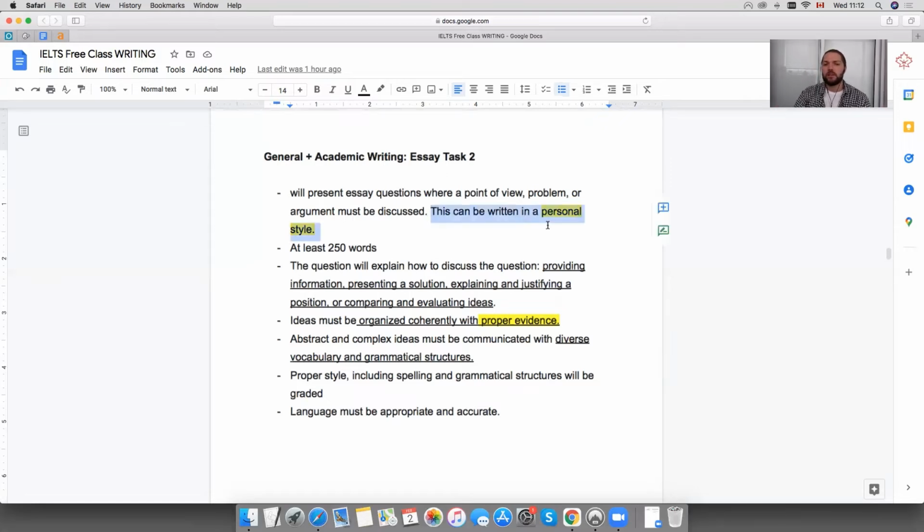This can be written in a personal style, and this is a very important point. We should all be remembering this idea about personal style because it brings up a lot of confusion for a lot of people. Because we're talking about a personal style, that means that we can use personal pronouns. We can talk about our beliefs. We can say, I think, I have experienced, I have seen firsthand.